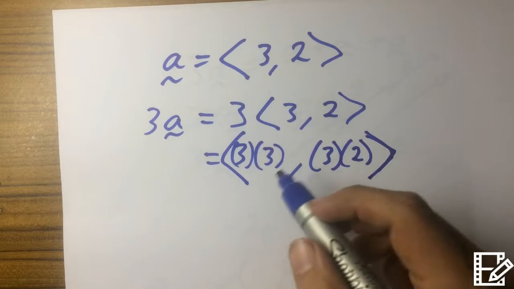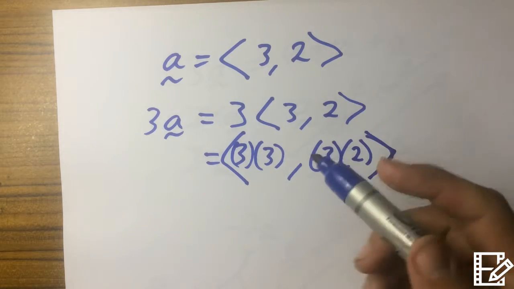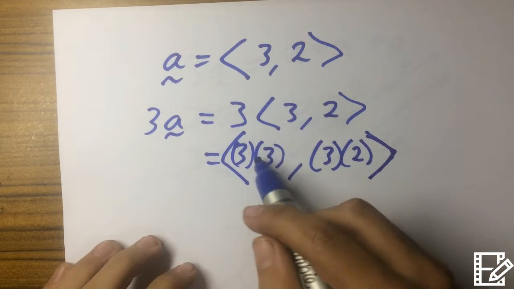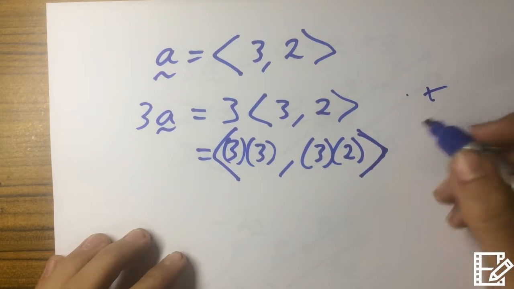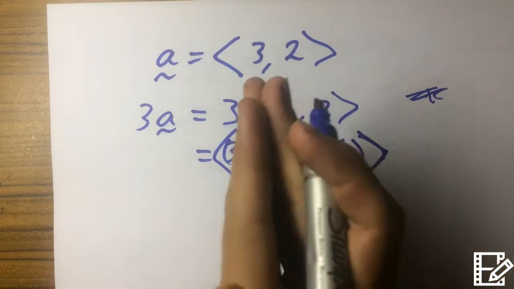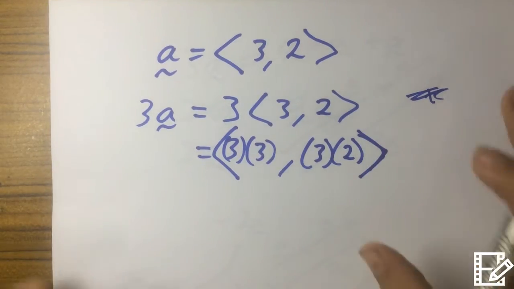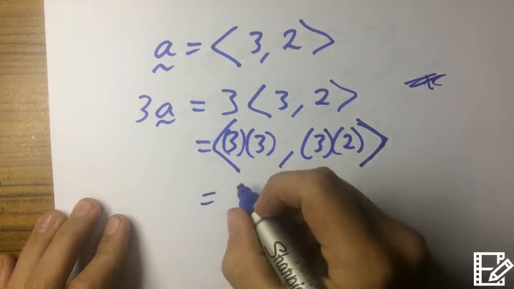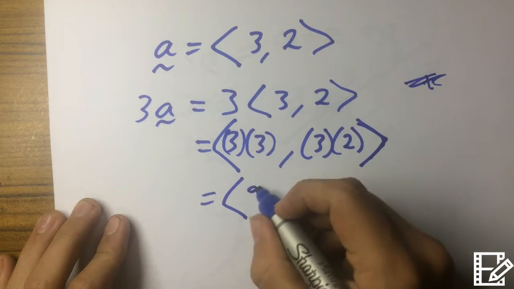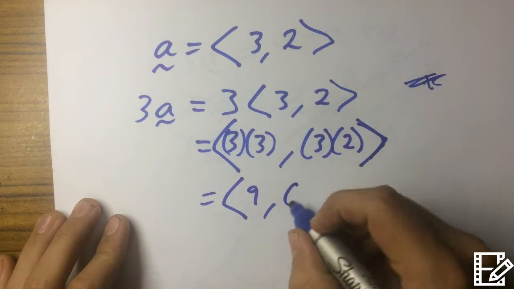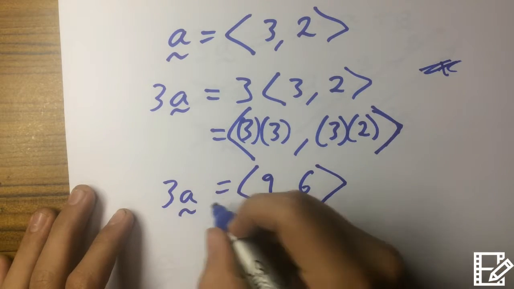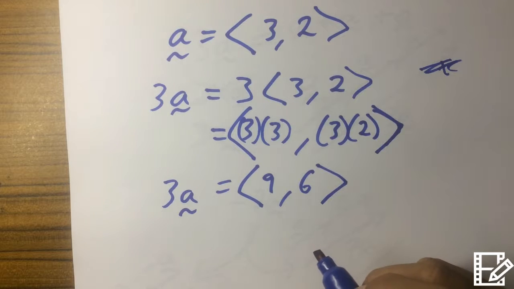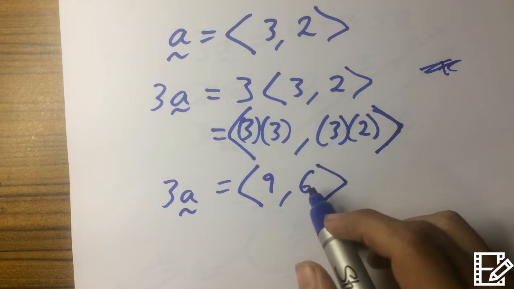If you've watched my videos before, you'll know that I switch between using brackets to multiply things, using a dot, using a multiplier sign, or I'll just put them side by side and they'll be multiplying. But anyway, 3 times 3 is 9, 3 times 2 is 6, and therefore 3 multiplied by the a vector, or 3a, basically equals (9, 6).